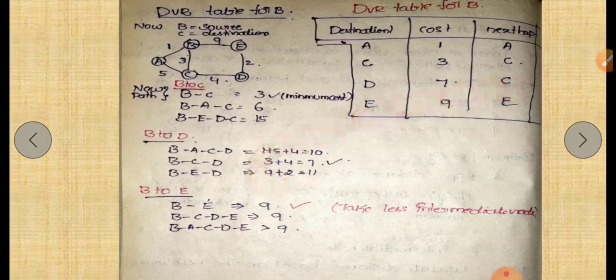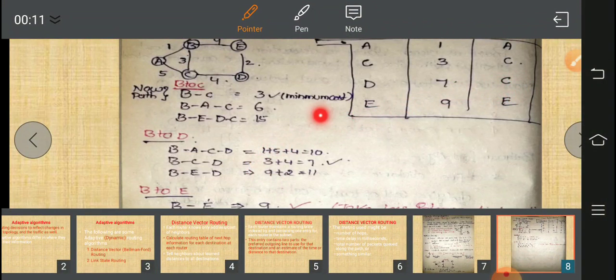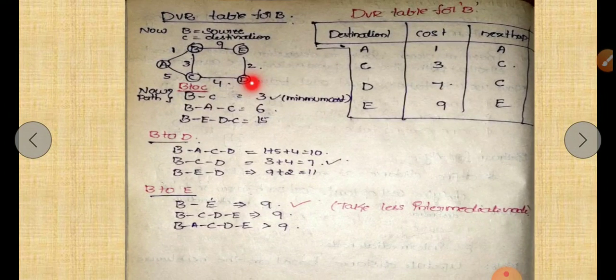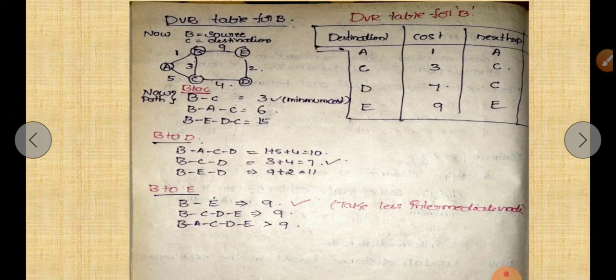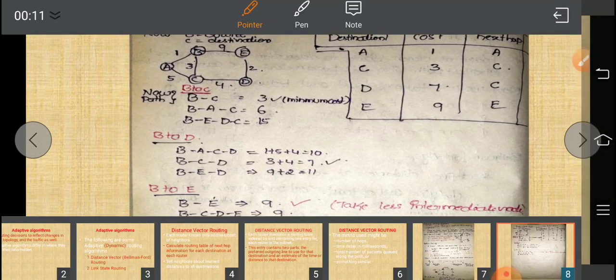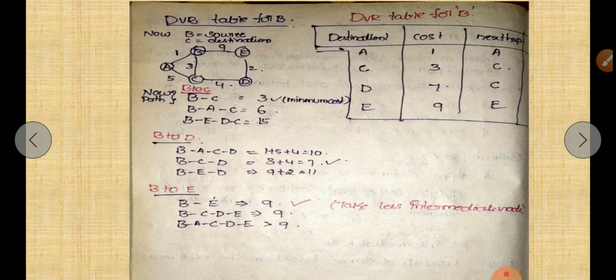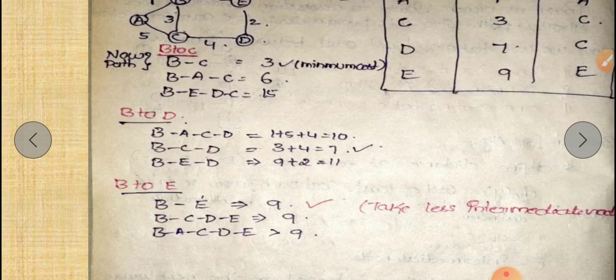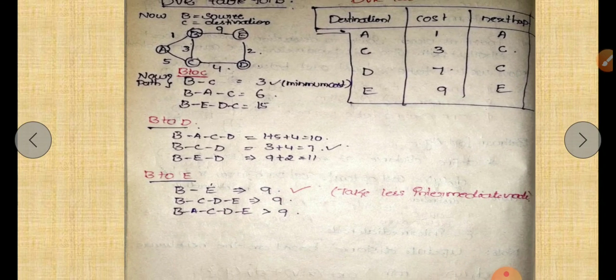Next one is B to E. B to E directly, the value is 9. Other paths are B to C to D to E, which is also 9, and B to A to C to D to E, which is also 9. You can get two 9s here, but you take only B to E, 9, because you need not take more hops.